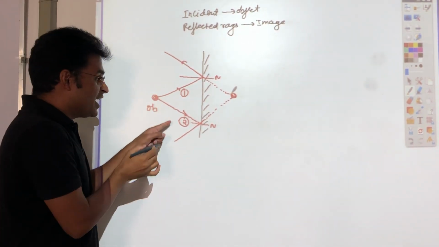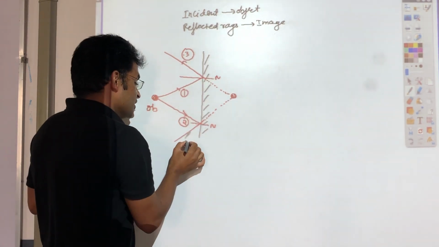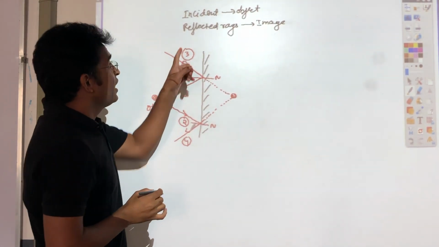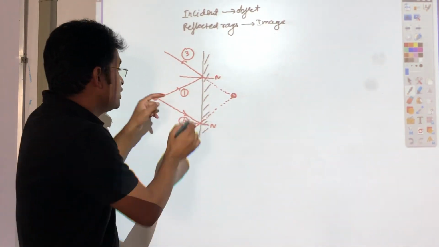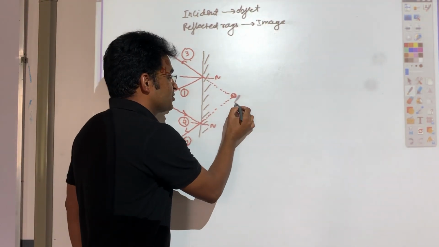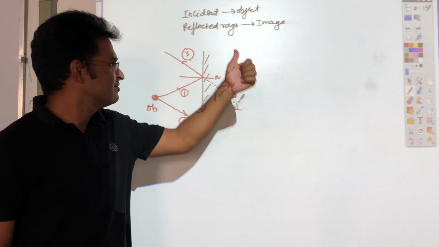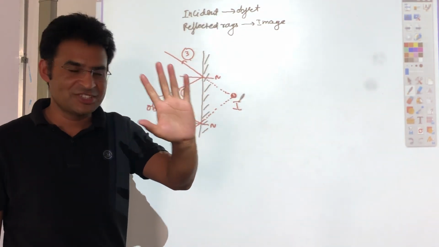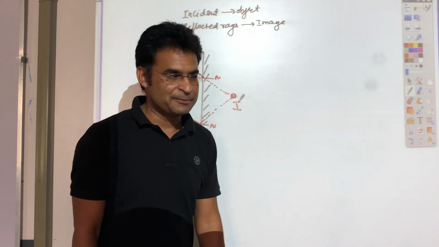So if we see 1 and 2, these two are incident rays. But 3 and 4, these two are reflected rays. Incident rays define the object, reflected rays define the image. So this one is the image. So in physics, object means intersection of incident rays, and image means intersection of reflected rays.